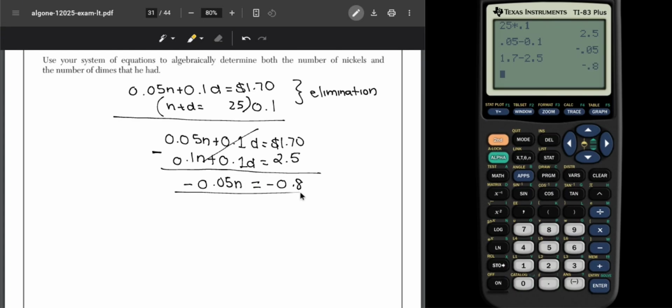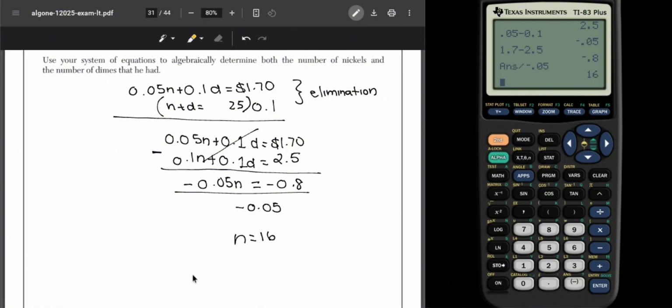I'm going to divide by negative 0.05 to isolate n, and I'm going to get n equals 16. So the number of nickels that I have is 16. Now I need to find the number of dimes. Do I have to go through this process again? No. Now I can use substitution.